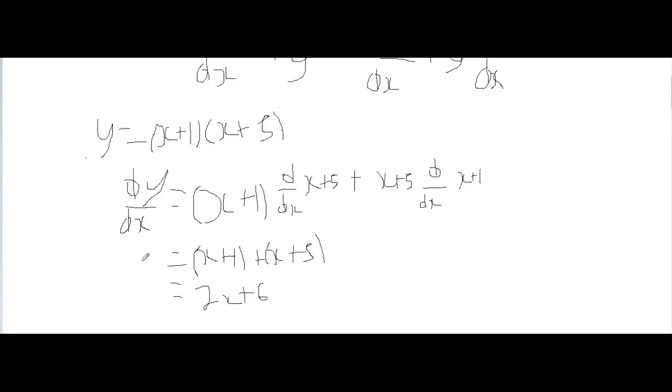And that's how you differentiate products when you don't want to expand the brackets. When you just have two things multiplying and you want to differentiate them, you use the rule for that.